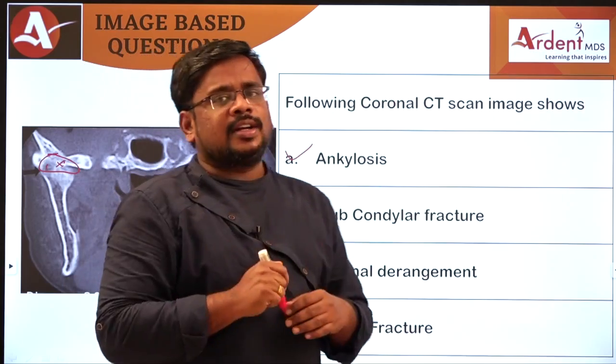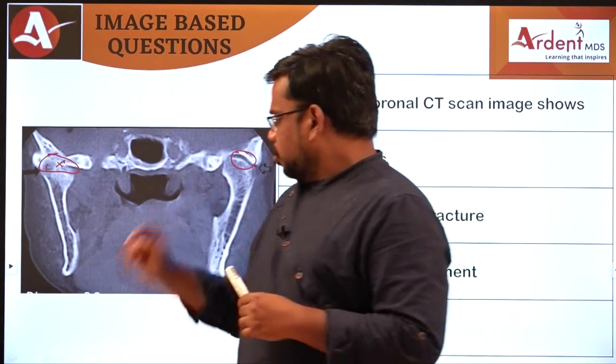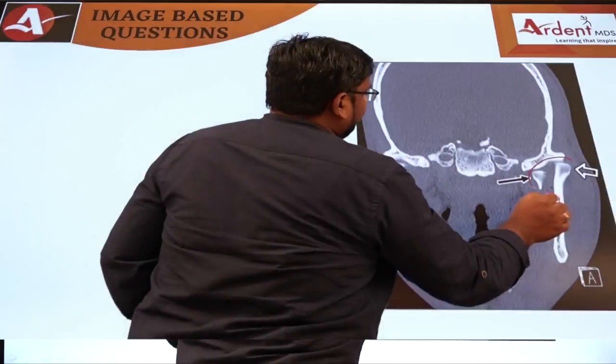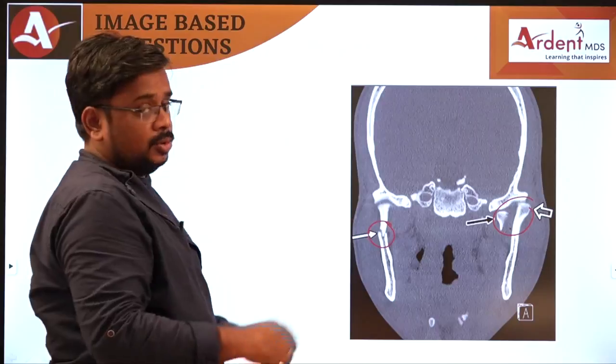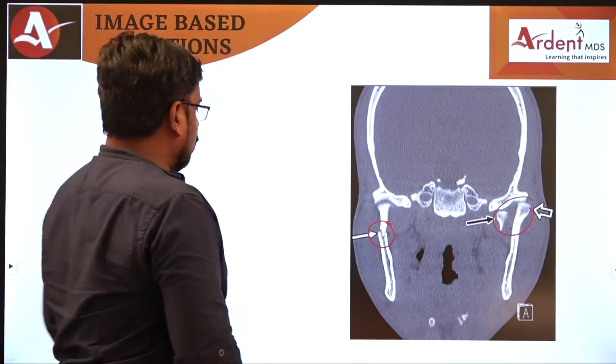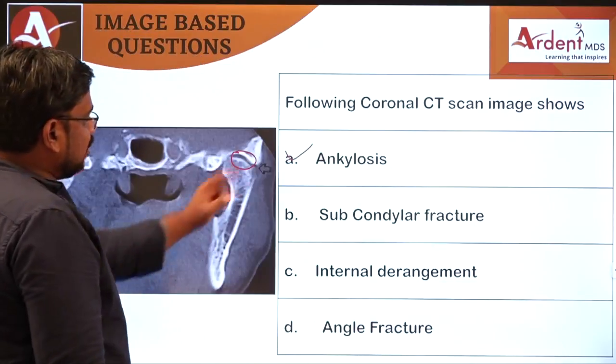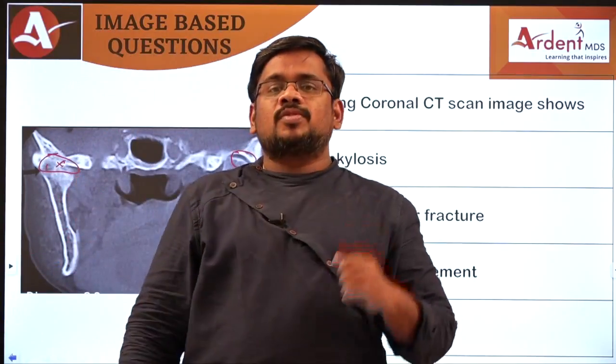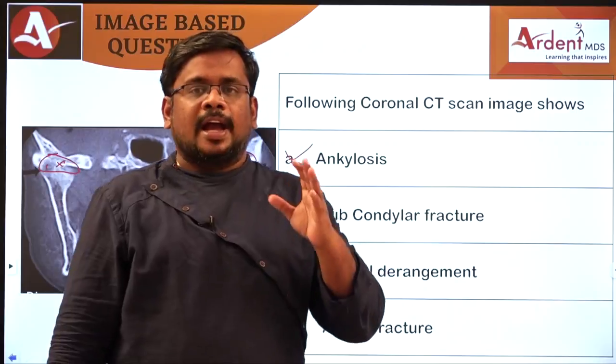How does a subcondylar fracture look? I show you this picture, and this is a CT scan image of the subcondylar fracture. And this is also a condylar fracture where the fragment just comes out. So this is about condylar fracture, and this is about obliteration of space, which gives you an idea about ankylosis.